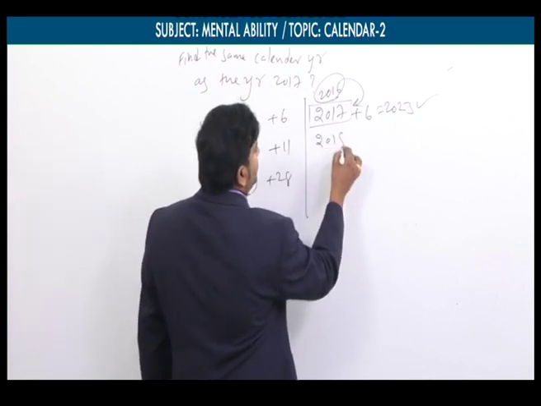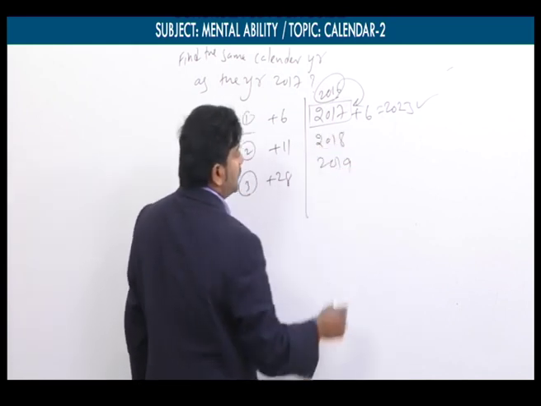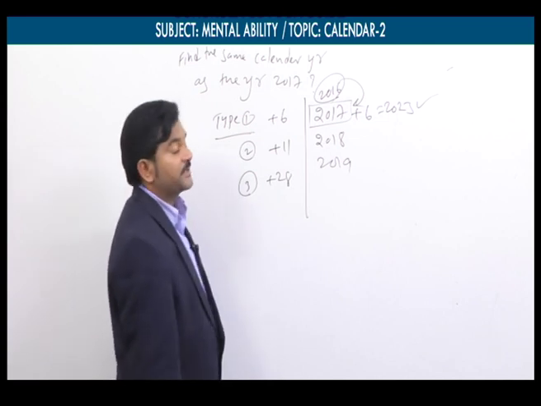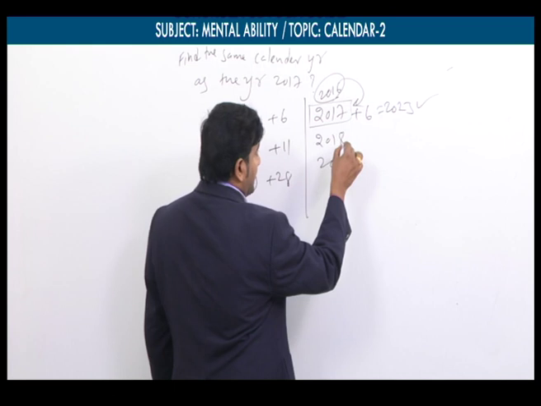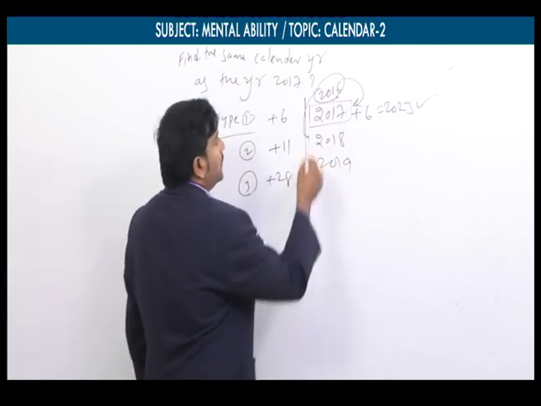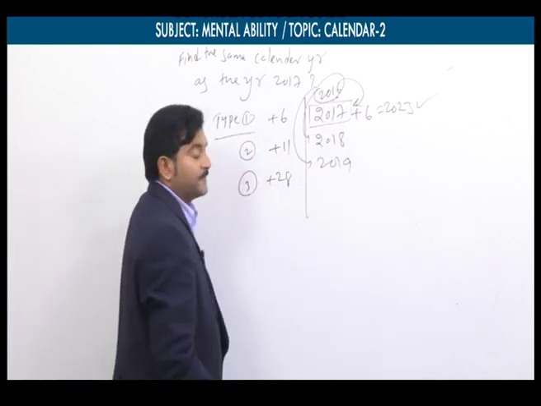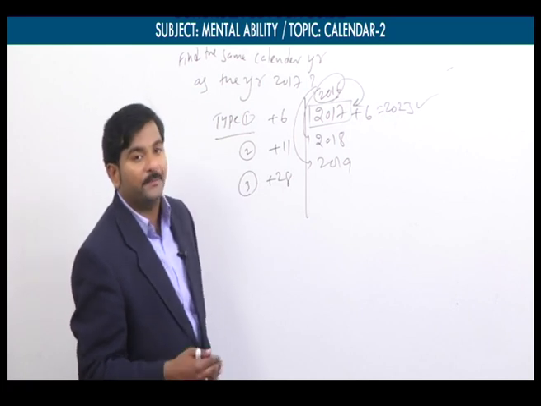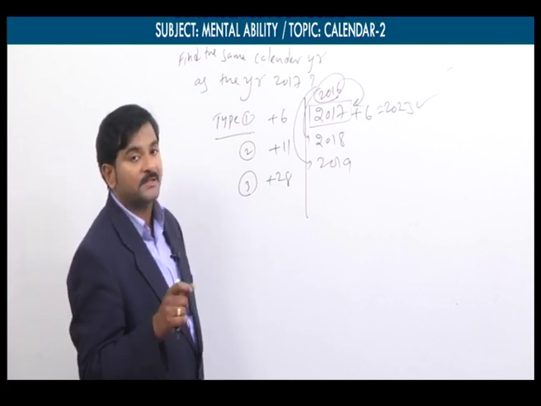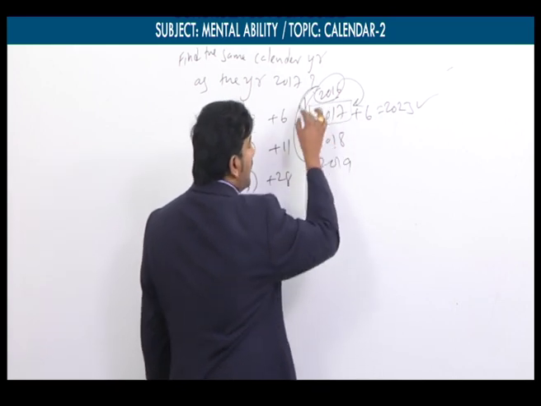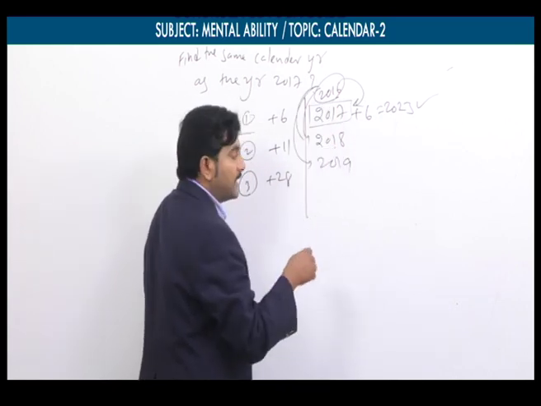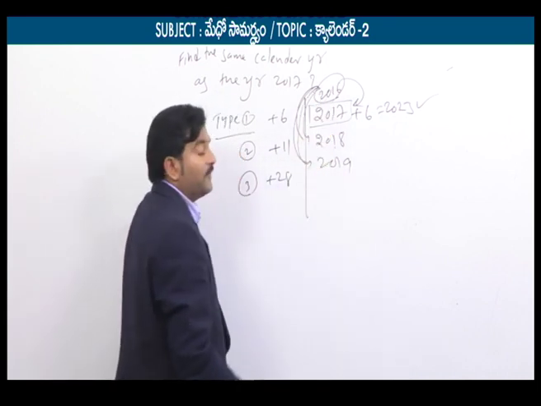Similarly, let's see another, 2018 and 2019. What about the speciality of these 2 years? The 2018th year is the second year after the leap year. The 2019th year is the third year after the leap year. I repeat these two sentences once again. 2018 is the second year after the leap year. 2019 is the third year after the leap year.